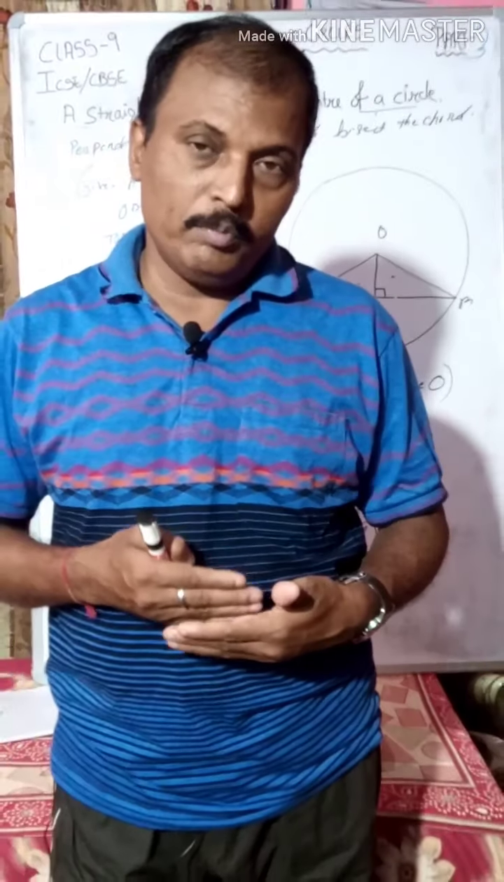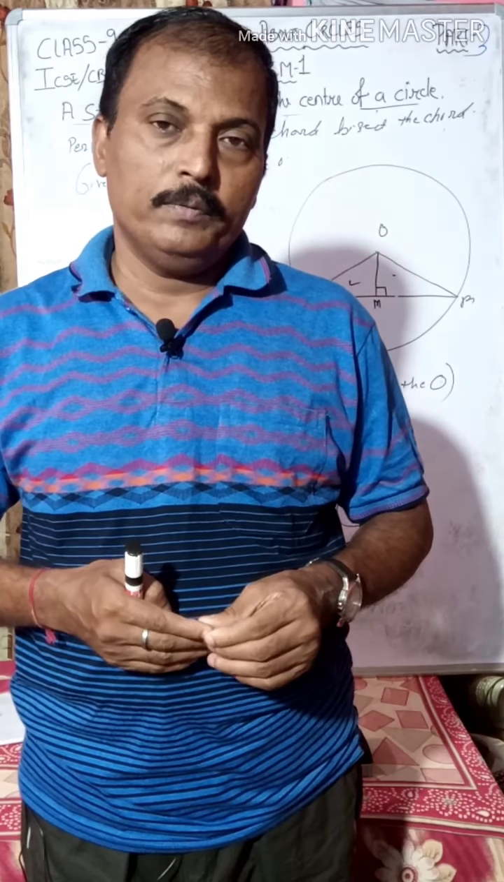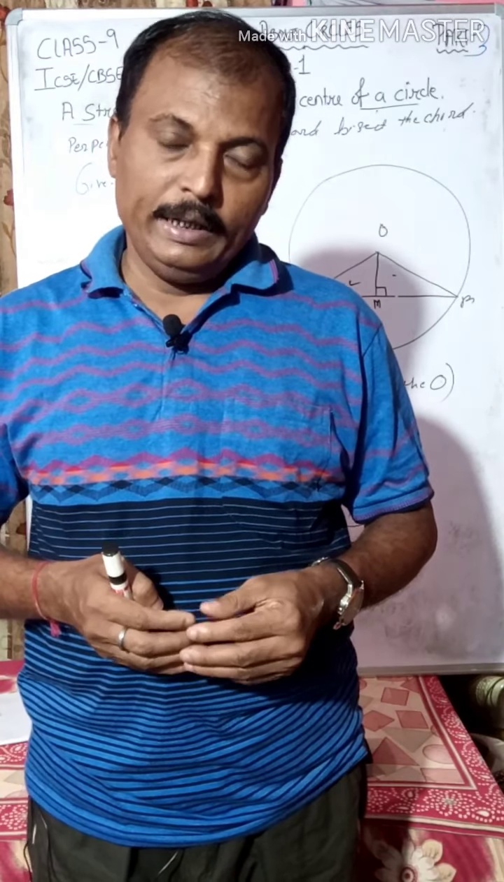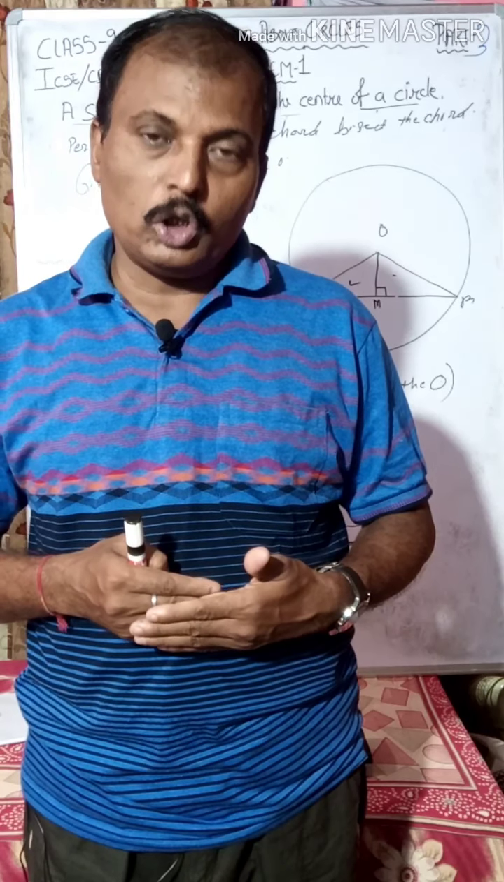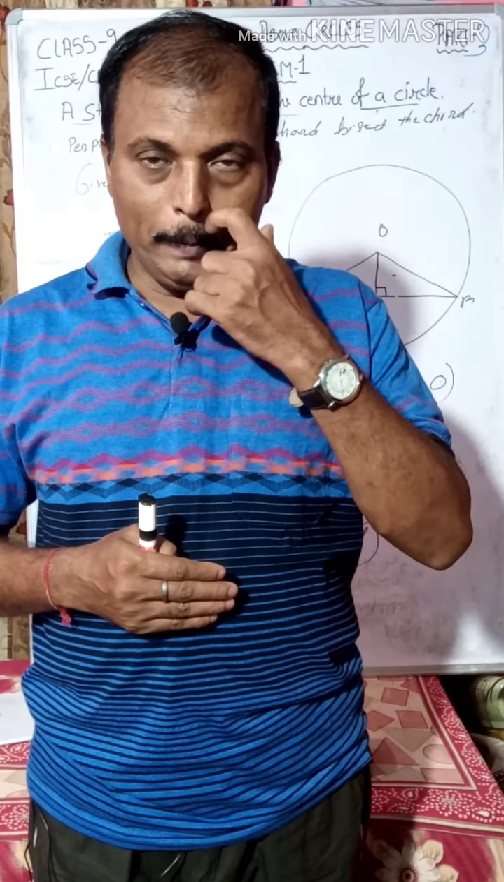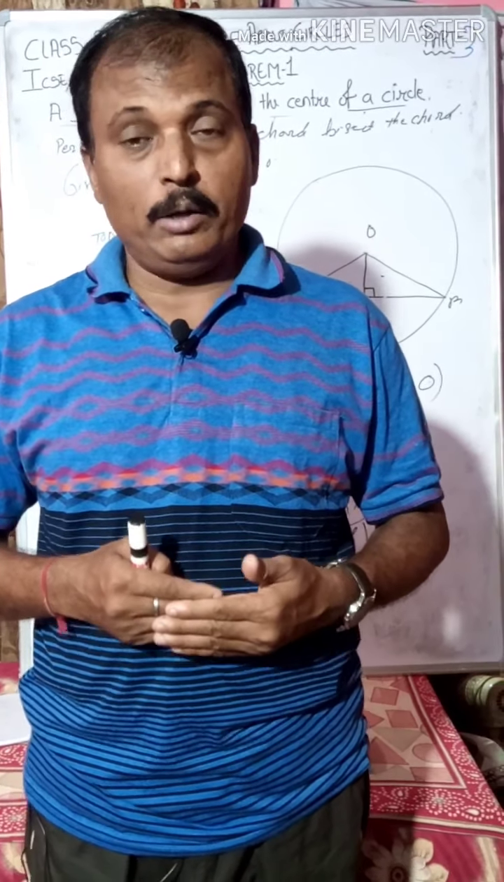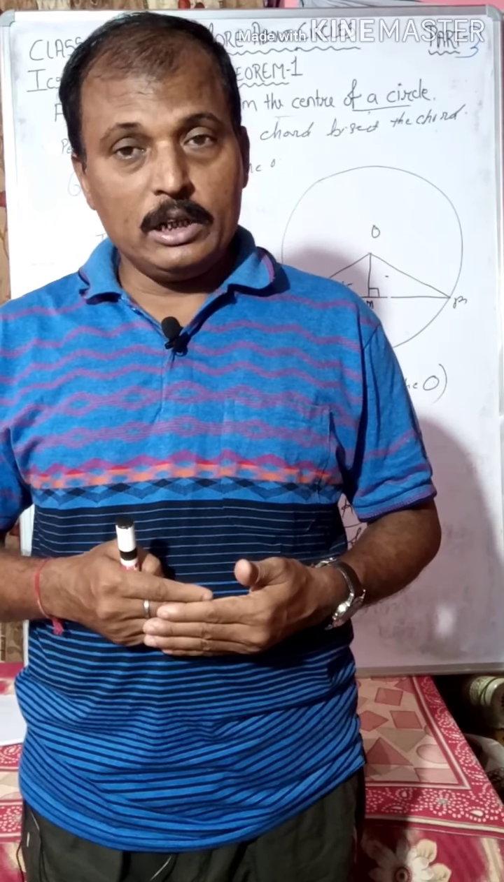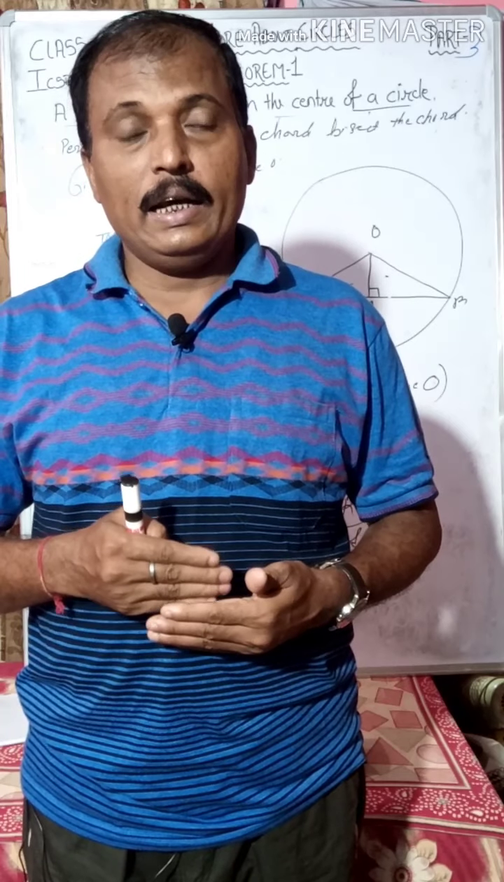Then how many theorems are in your book? We will cover all theorems, examples, exercises. The circle chapter is very interesting and the easiest chapter, easiest topic. Try to understand and try to work it out, practice again and again.